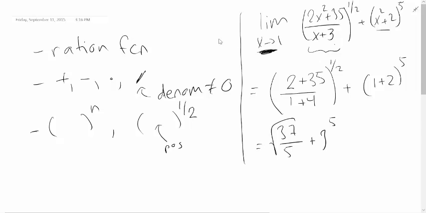Now I could not have done this if I were going x to the minus 3, because in that case the function wouldn't be defined and I would need something else to do to find the limit. The limit very well might exist, but I would have to do something else to find it. The last thing we learned about finding limits is that it's okay to simplify.